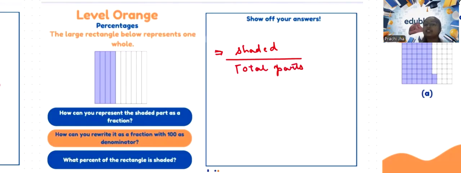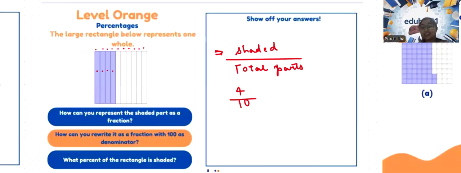Now, how many total parts are there? Let's first find out. 1, 2, 3, 4, 5, 6, 7, 8, 9, and 10. So there are 10 total parts, right? And how many of them are shaded? 1, 2, 3, and 4. 4 of them are shaded. So the fraction will be 4 over 10. Wonderful. How can you rewrite it as a fraction with 100 as the denominator?